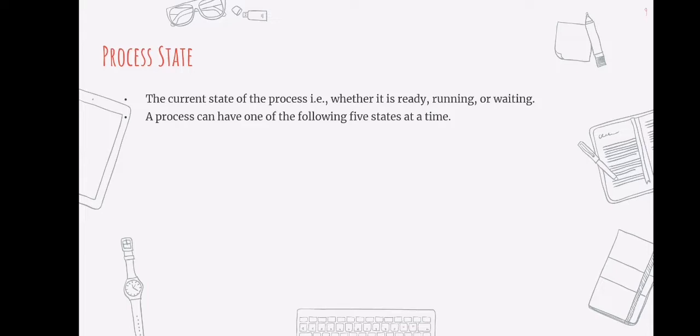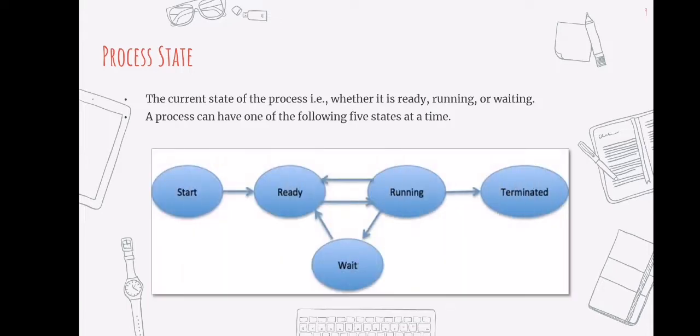In an operating system, a process has different states. Process states describe the current state of a process such as whether it is ready, running, or waiting. A process can have one of the following five states at a time. Start.